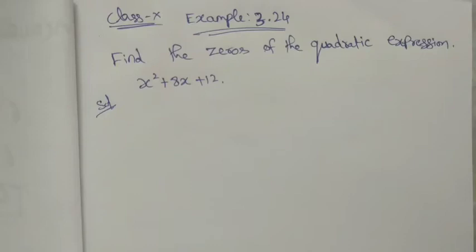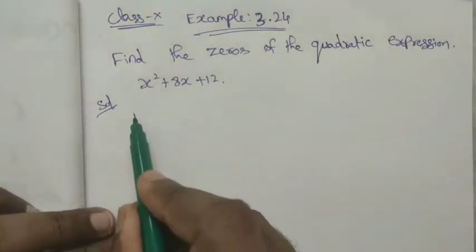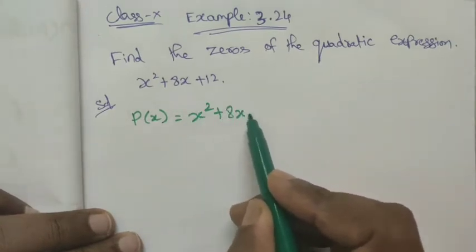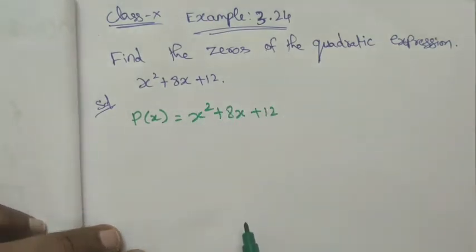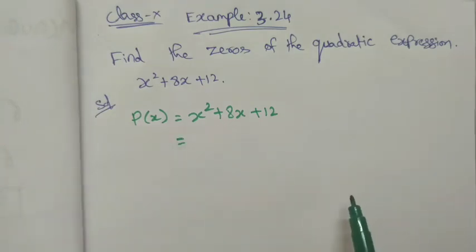Class 10, example sum 3.24. Find the zeros of the quadratic expression. The expression is given as x square plus 8x plus 12. For the solution, we take the given expression as p of x. The expression is x square plus 8x plus 12. First, we want to find the factors of this expression.